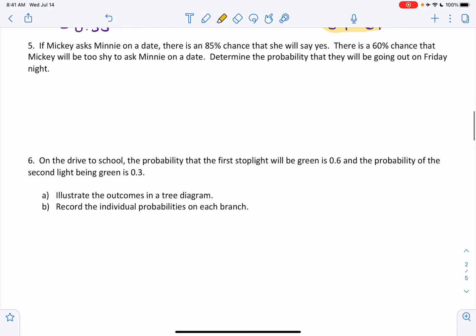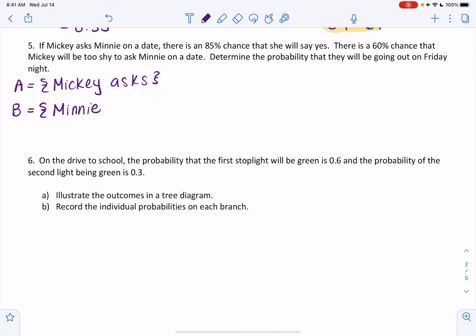Now for our next example, if Mickey asks Minnie on a date, there is an 85% chance that she will say yes. There's a 60% chance that Mickey will be too shy to ask Minnie on the date. Now we want to determine the probability that they'll be going out on Friday night. So let's start by identifying our events. So event A is that Mickey asks. And event B is that Minnie says yes.